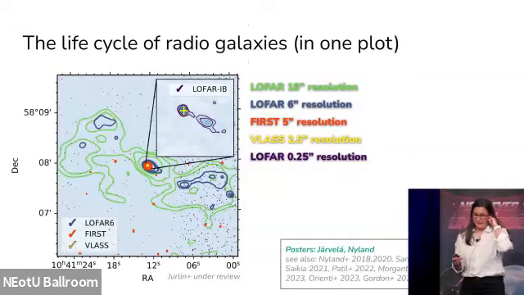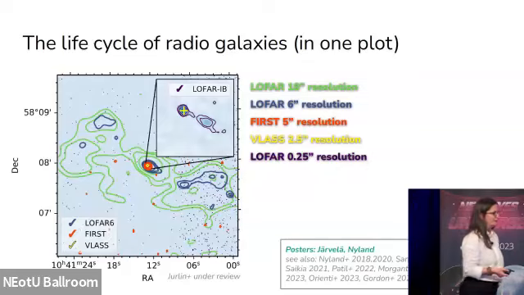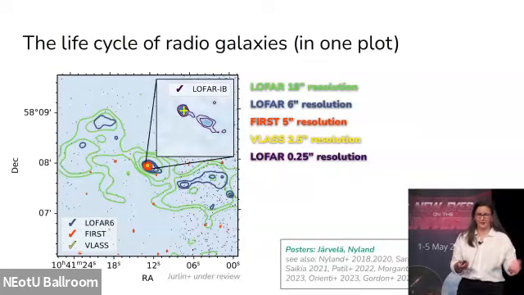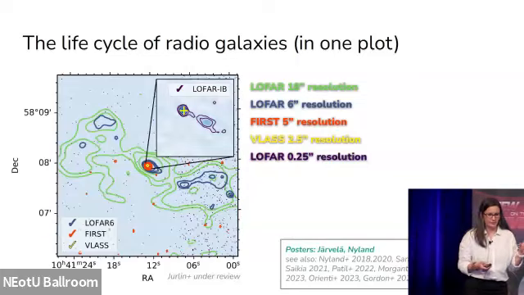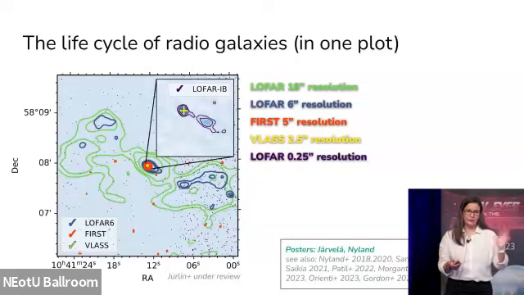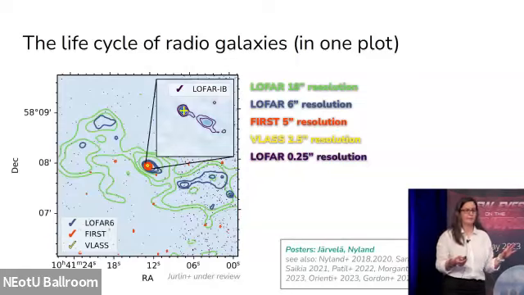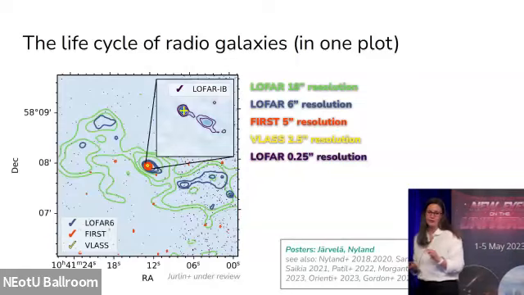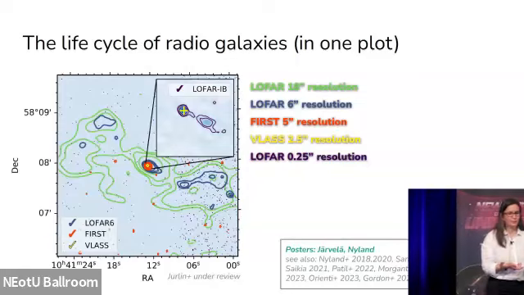So I really like this plot, which is from an upcoming paper by Nico Yerlin, because it's the life cycle of radio galaxies in one plot. So Pallavi introduced restarted and young AGN on Tuesday, and this is everything in a single plot. So it's very complicated, so let me walk you through it. The green contours there are from LOFAR at 150 megahertz at 18 arcsecond resolution. The blue is from LOFAR at 150 megahertz with 6 arcsecond resolution. And then we have some contributions from the VLA.